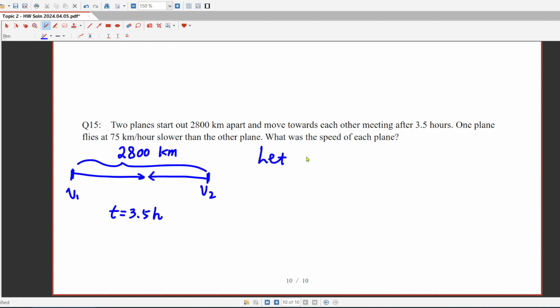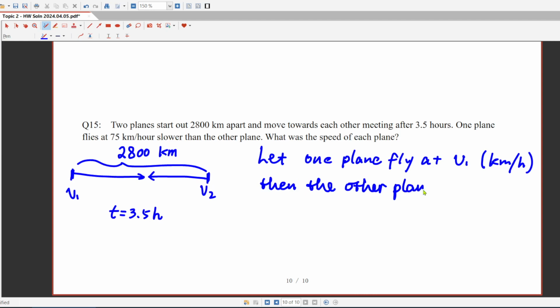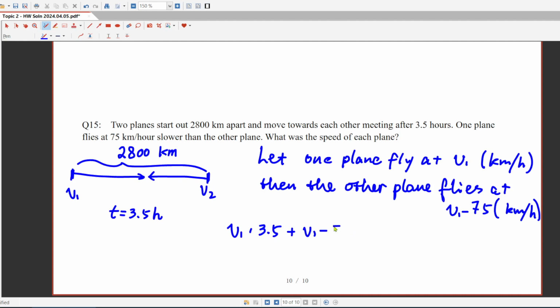So if we let one plane fly at v1 kilometers per hour, then the other plane flies at, let's say it's slower than the previous one, so v1 minus 75 kilometers per hour, right? And according to the given information, they are moving towards each other. So once they meet, the total distance traveled is v1 times 3.5 hours plus v1 minus 75, again, traveling 3.5 hours, right? So total distance you travel equals 2800, right?